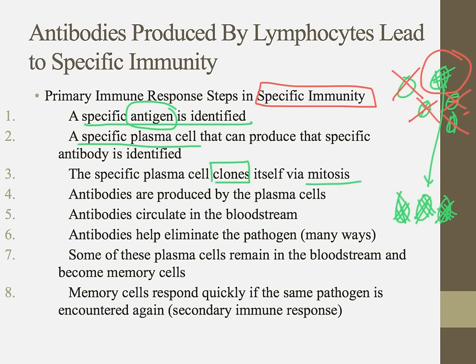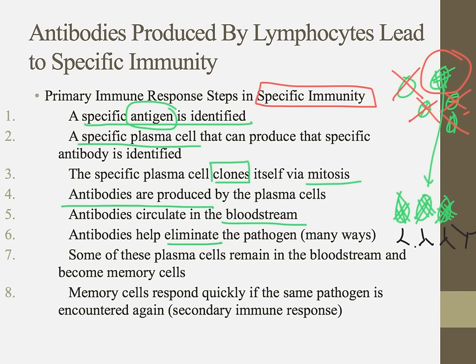All these clones are going to produce these antibodies. So they're going to produce tons and tons of antibodies. We're going to release them into the bloodstream. Release the hounds. Send out these antibodies to go kill those pathogens. These antibodies are going to eliminate those pathogens. There are many ways that can happen. You don't need to know them right this second.